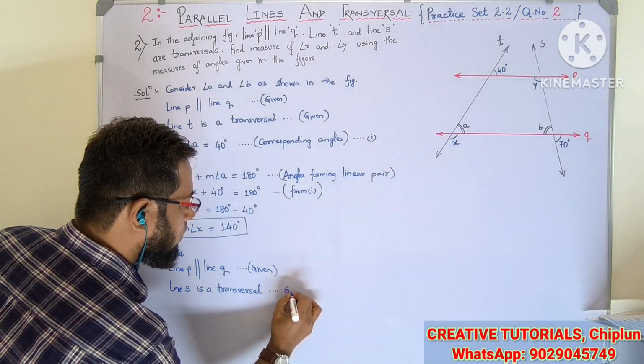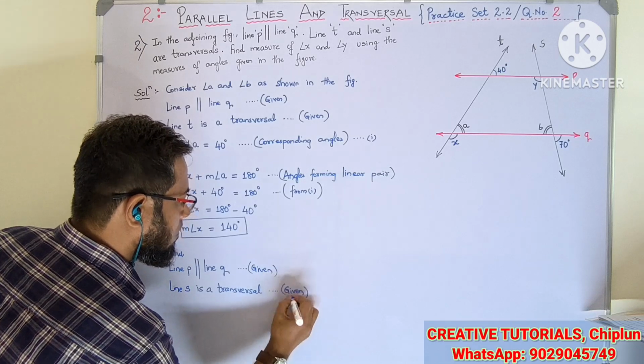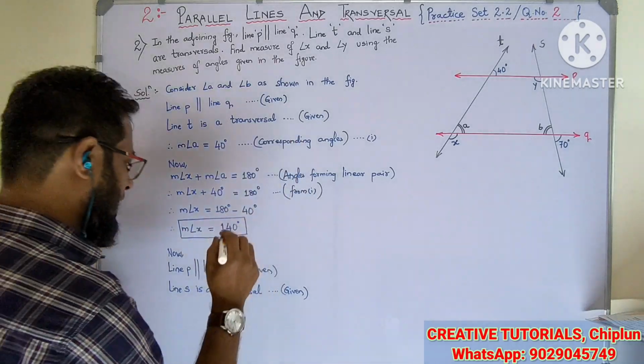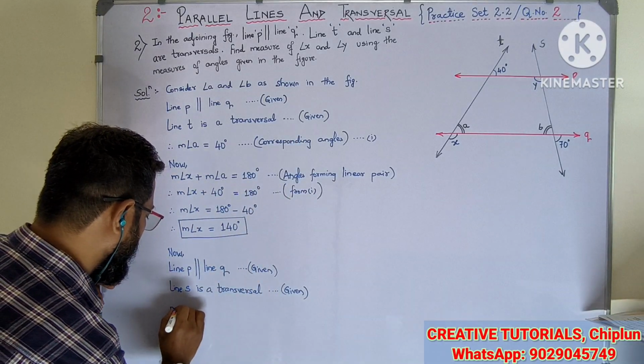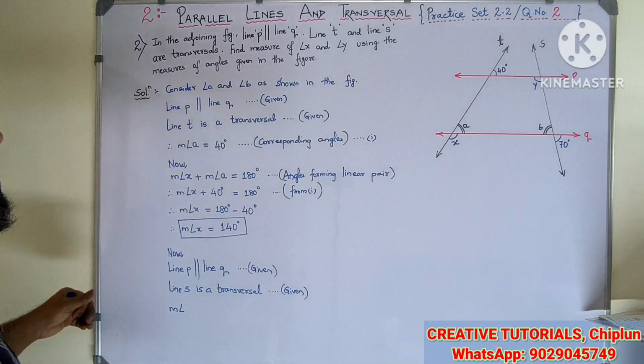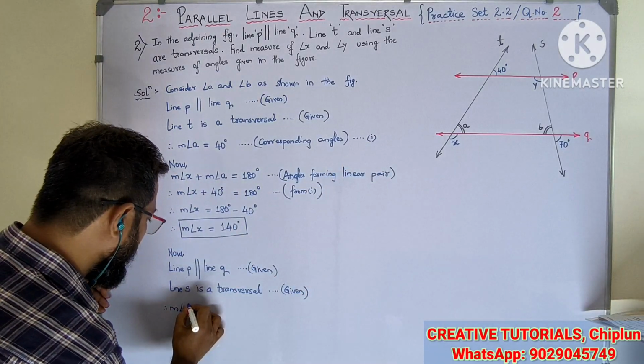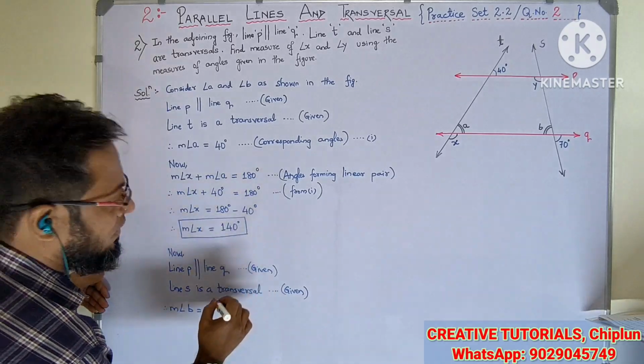This is also given to us, correct? Now we will write that measure angle B is equal to 70 degrees.